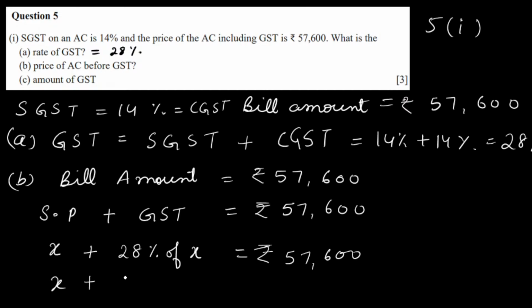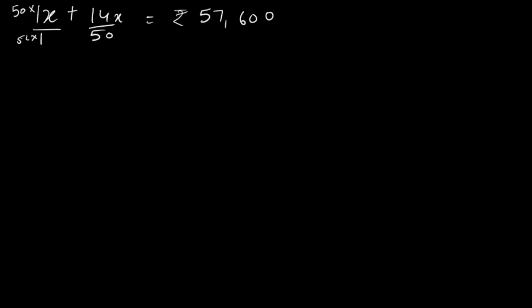Now we can just simplify. So X plus 28%, we can write 28 by 100 of X, equal to 57,600. Here we can do cancellation on 2's table: 2 into 14 and 2 into 50. So X plus 14X by 50 is equal to 57,600. Here two fractions are getting added. Let us take the LCM and make the denominator the same. So with 50 up and down we have to multiply.